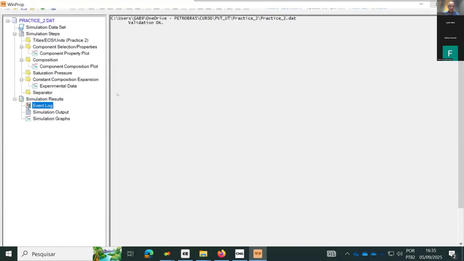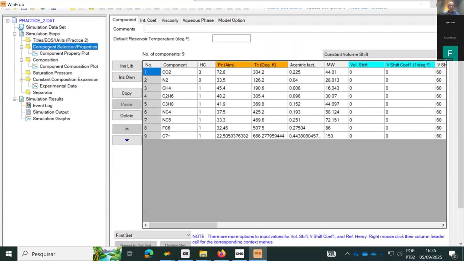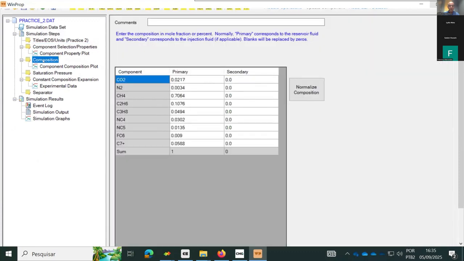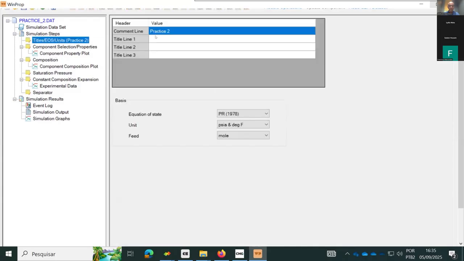So let me open the practice number 2. Okay, it was the practice that I sent you before the class. This practice has all the data from the experiment that I just showed you. Okay, it's a gas case. I just picked the Peng-Robinson, the latest version of Peng-Robinson to use. I set this unit, PSI and degrees Fahrenheit, and I will feed the composition in molar fractions.